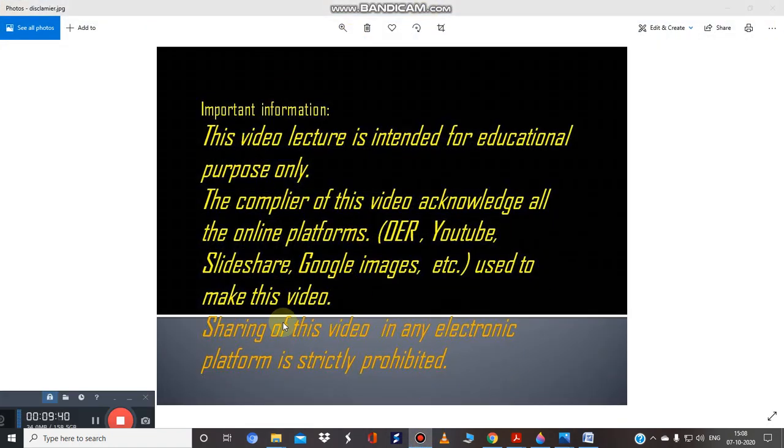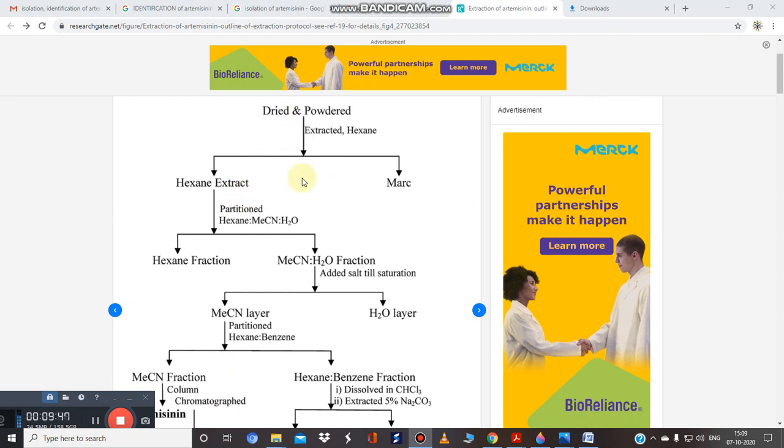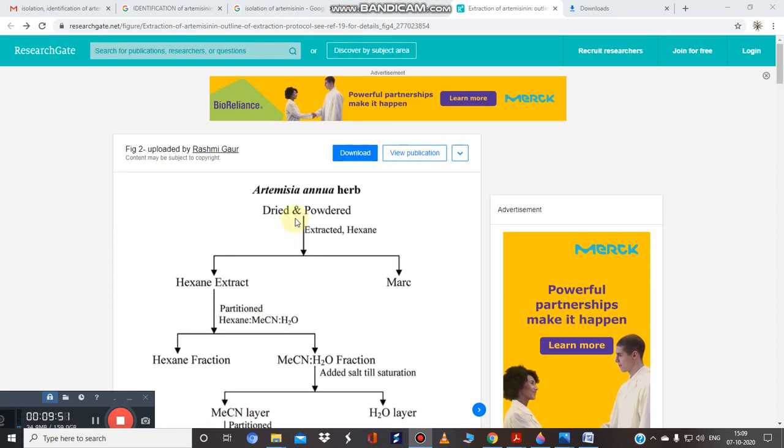So I think this will give you a brief idea about the isolation of artemisinin. Okay, so again a very simple method. You have to remember up to this point. So this is your isolation of artemisinin from the plant Artemisia annua.